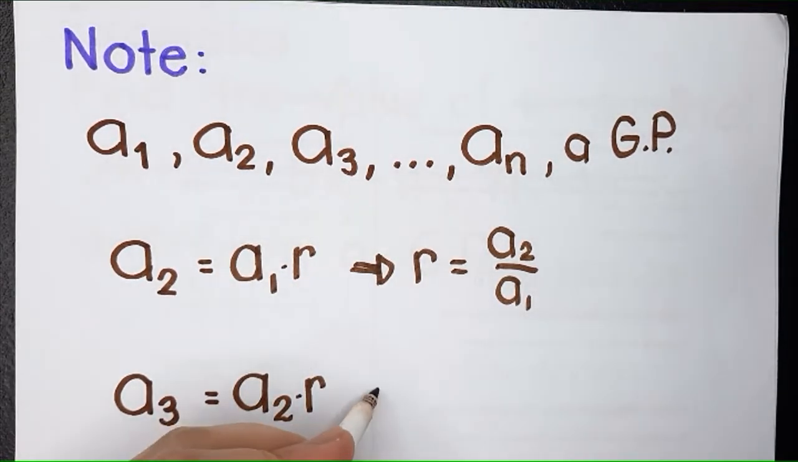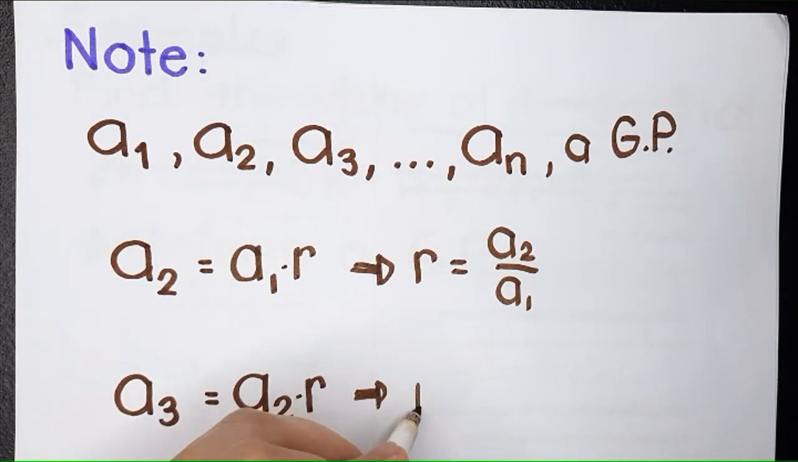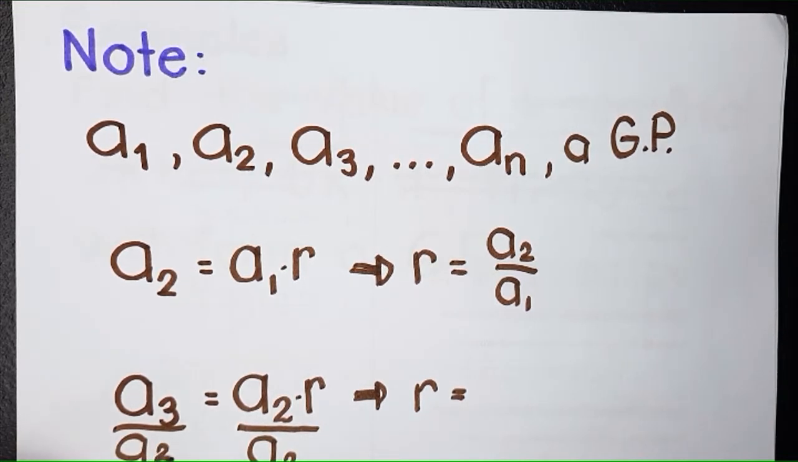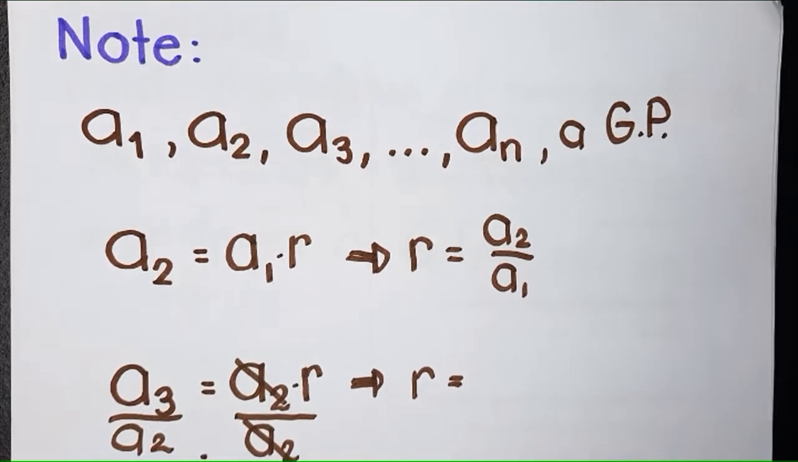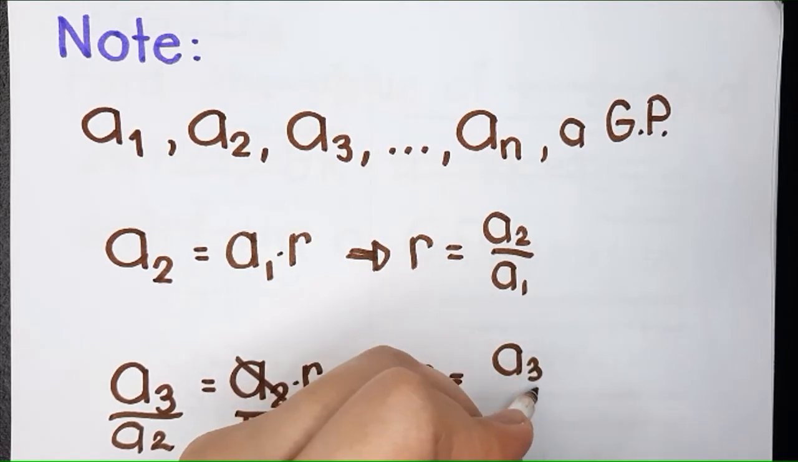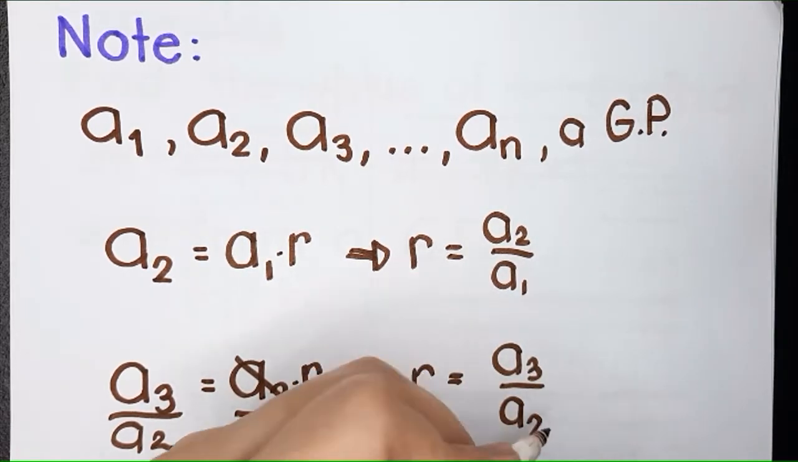Right? Here, what is R equal to? You divide both sides by A sub 2. So, A sub 2 will cancel. So, what is R equal to? It is A sub 3 divided by A sub 2.